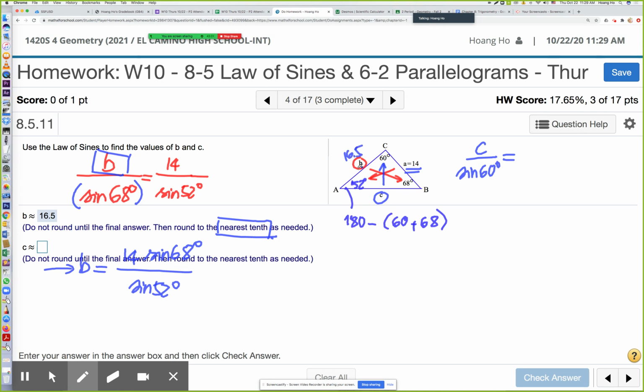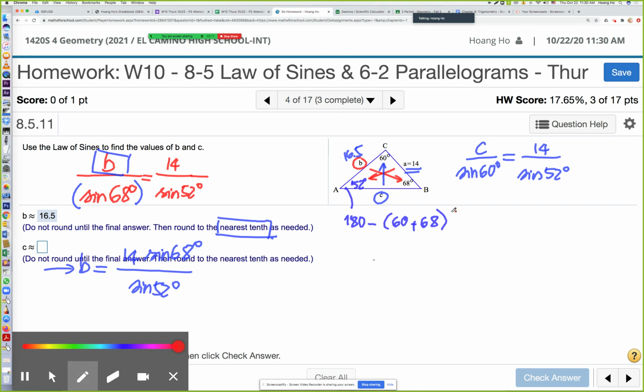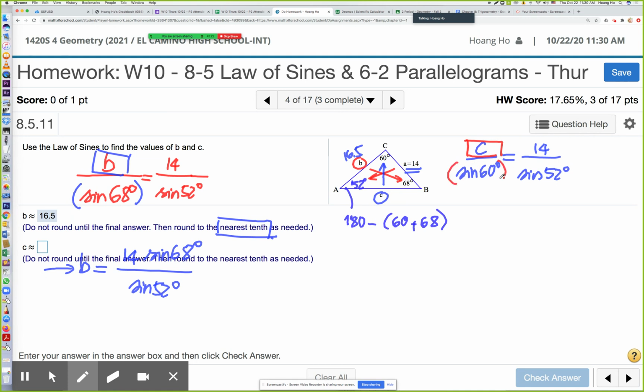This number you already rounded up, so it's not an exact number. So I prefer to use 14. So 14 over sine of the opposite angle, which is sine 52° again. So in this equation, C is the only unknown. So I will cross multiply sine 60 to the other side. So C equals 14 times sine 60° over sine 52°.